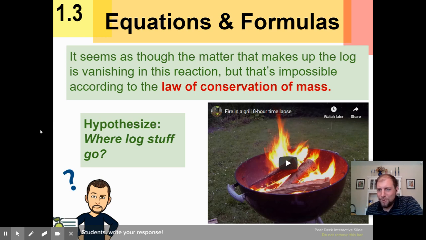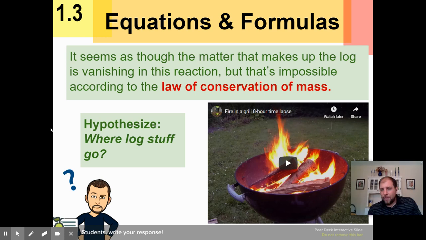It floats away. When you burn a log, it turns into mostly carbon dioxide, which is a gas, and it turns into water, which, being so hot, disappears as steam. So you don't see either of those things. They just disappear into the air.